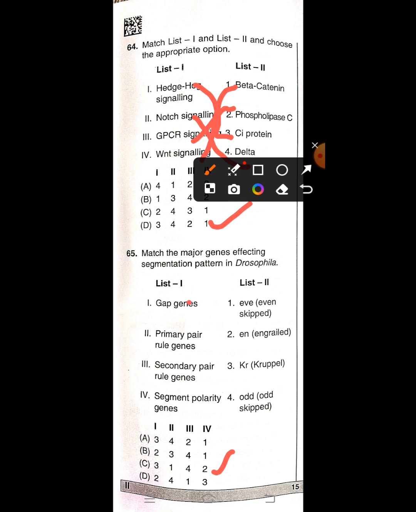So gap genes are related to Kruppel. Next, primary pair rule genes are related to even skipped. Secondary pair rule genes are related to odd skipped. Segment polarity genes are related to EN, engrailed. Okay, so let's see the next question.